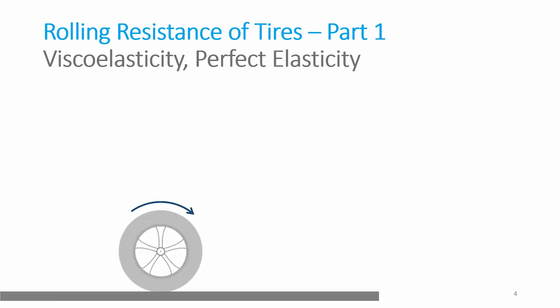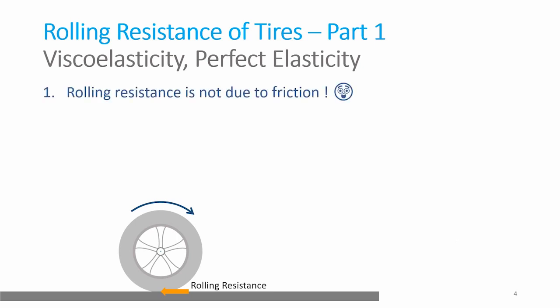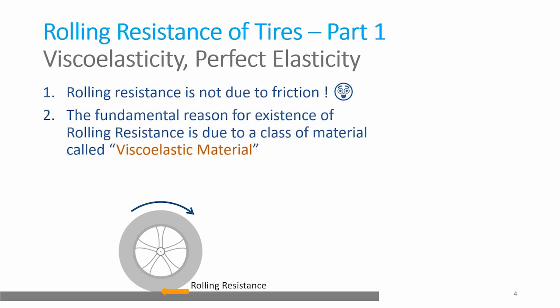Now we will come to the main body of the presentation. Imagine that a tire is rolling. As you can see in the picture, you all know that the rolling resistance is going to oppose the motion as shown in the picture. The rolling resistance is not due to friction. Yeah, I know that some of you are surprised by this, but we will see the reasons in the coming slides. The fundamental reason for the existence of rolling resistance is due to a class of material called viscoelastic material.